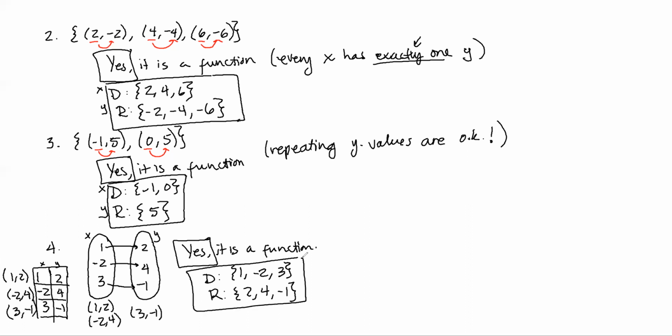All right, let's take a look at one more of these so you can see what one of these looks like when it is not a function. So number 5, again, we're given these circles of numbers. So 4, -2, on the right, 1 and 0. And we're going to have an arrow from 4 to 1, an arrow from -2 to 0, and an arrow from -2 to 1.